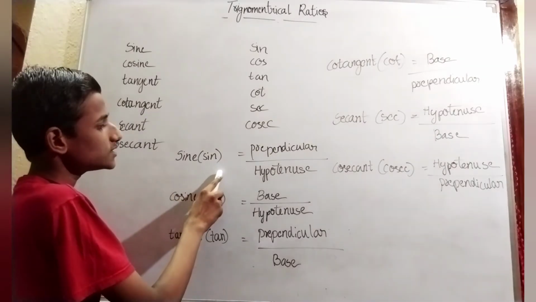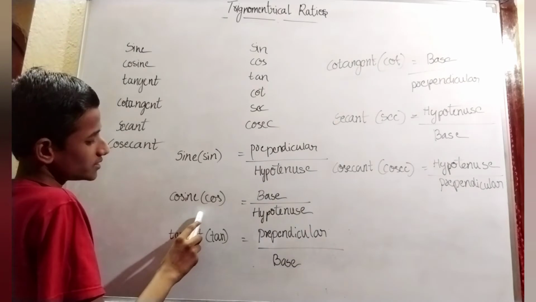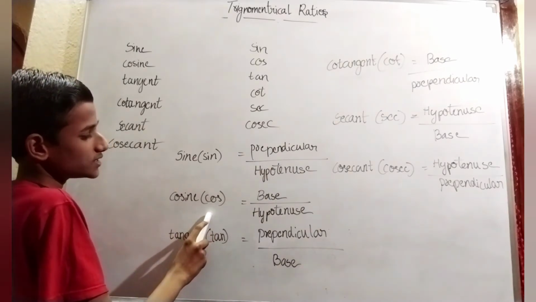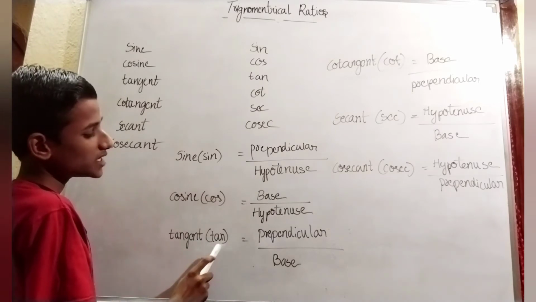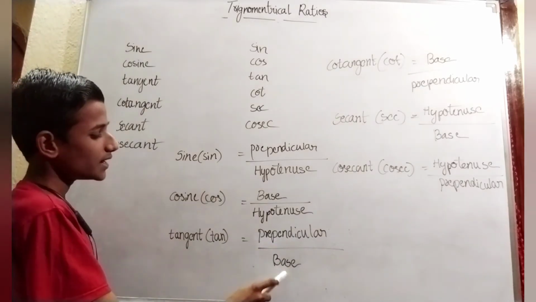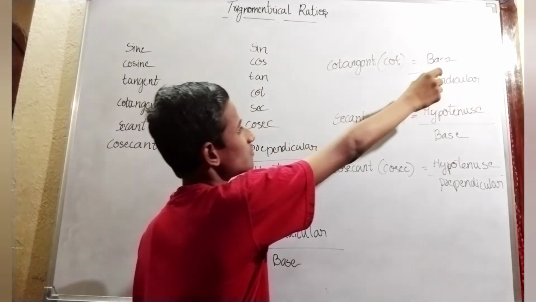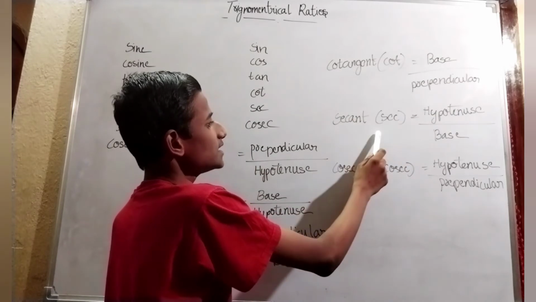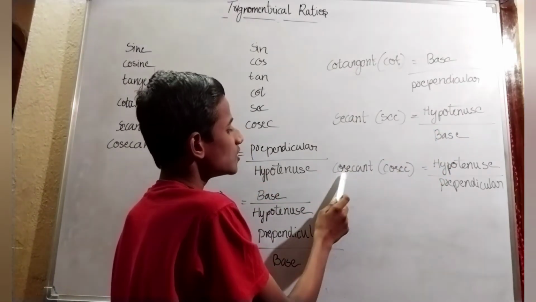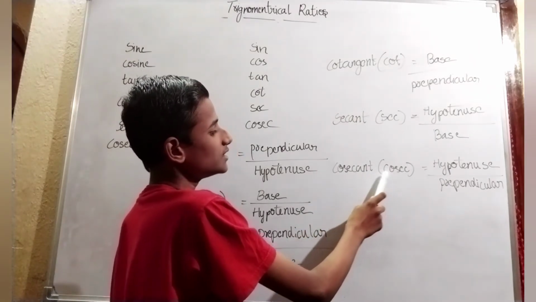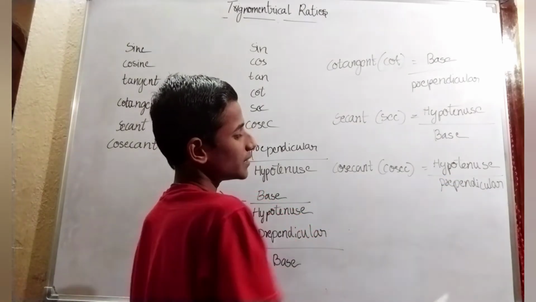So, sine is defined as the ratio between the lengths of perpendicular and hypotenuse. Cosine is defined as the ratio between the lengths of base and hypotenuse. Tangent is defined as the ratio between the lengths of perpendicular and base. Next, cotangent is defined as the ratio between the lengths of base and perpendicular. Secant is defined as the ratio between the lengths of hypotenuse and base. Cosecant is defined as the ratio between the lengths of hypotenuse and perpendicular.